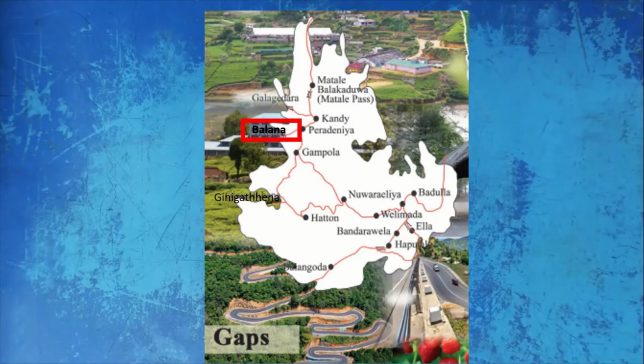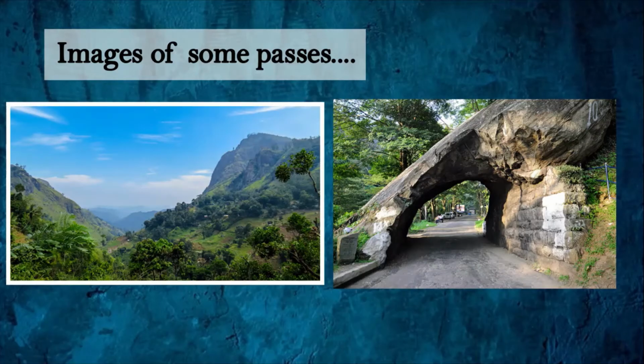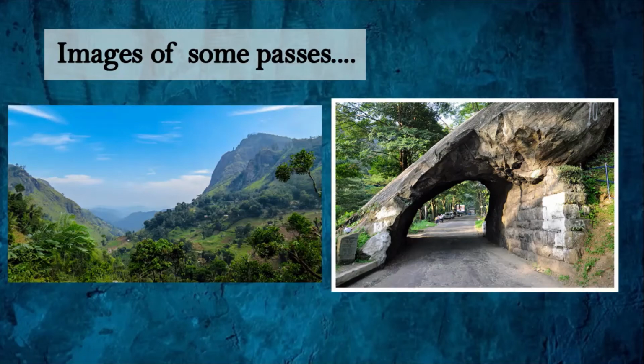Now, I think you have a clear picture about the passes in our central hills. There are two pictures of gaps in Sri Lanka. First one is the Ella Gap. Second one shows the image of Kadugannava Pass. Here you can see how passes are used to build roads and railways.